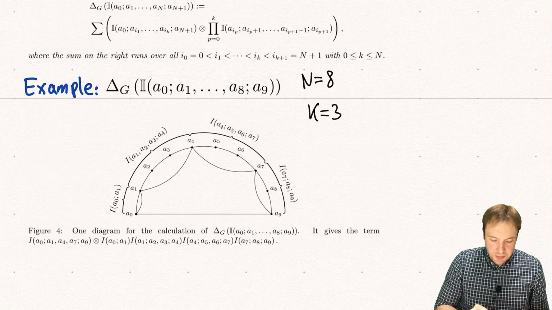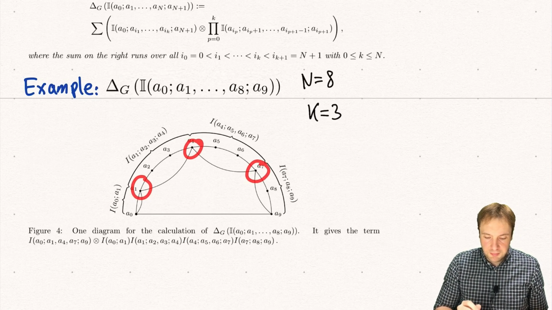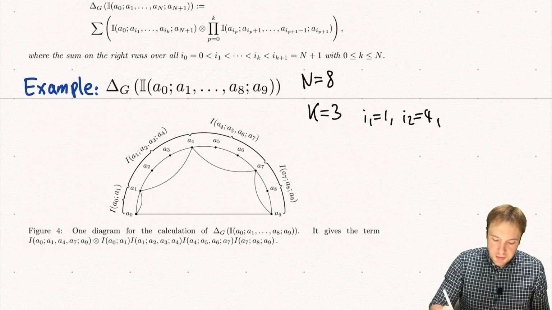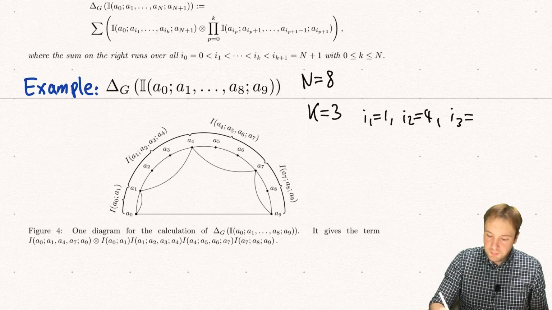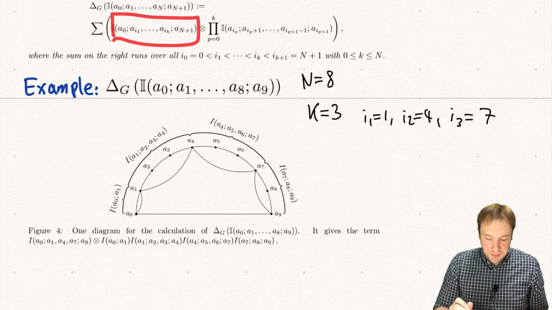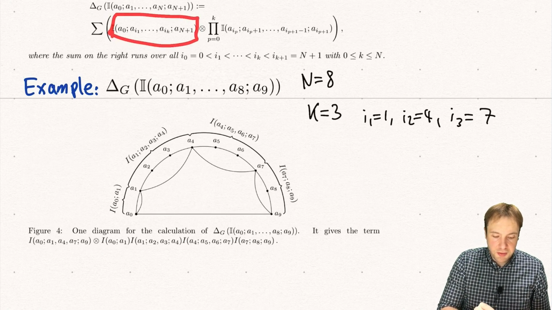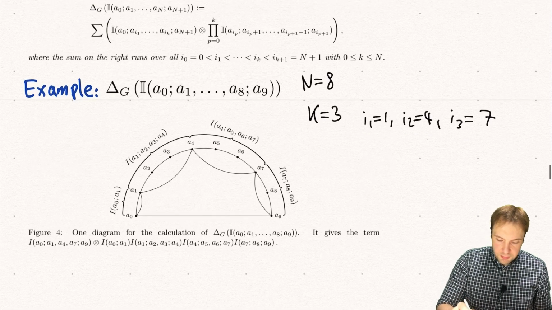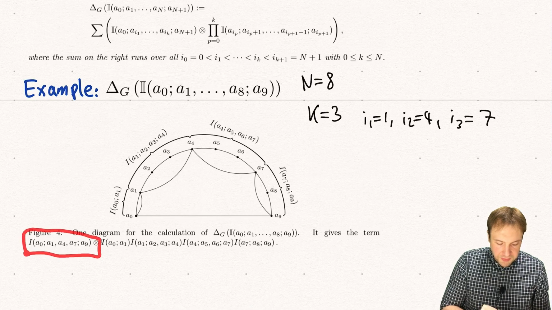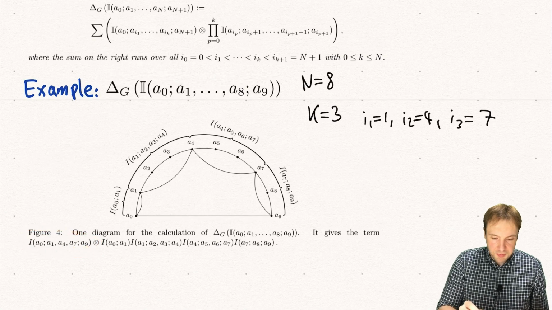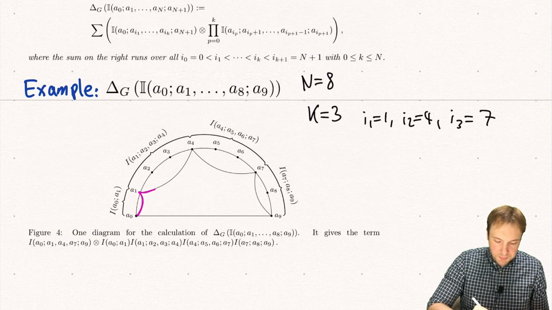We now choose a1, a4, and a7. So in other words, I1 is 1, I2 is 4, and I3 is 7. So we choose those. And then the formula says that on the left-hand side, we get the formally iterated integral of the parts we choose. So here it's written down. The left-hand side of the coproduct is a0, a1, a4, a7, a9. So this is exactly this here.